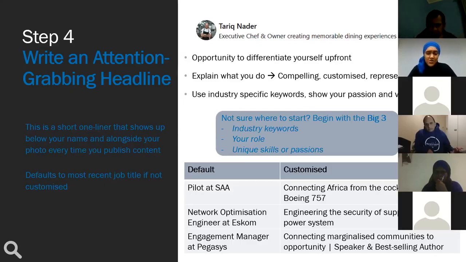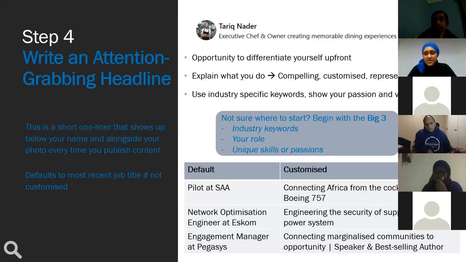So how does that fit in with the big three? It's got industry keywords. So cockpit is both an industry keyword as well as a role. There's only one role that sits in the cockpit, right? And that's a pilot. Boeing 757 is an industry keyword. It's also a very unique skill because not every pilot can fly a Boeing 757. It's a very specialized skill that you can highlight right up front before somebody even goes into your profile.